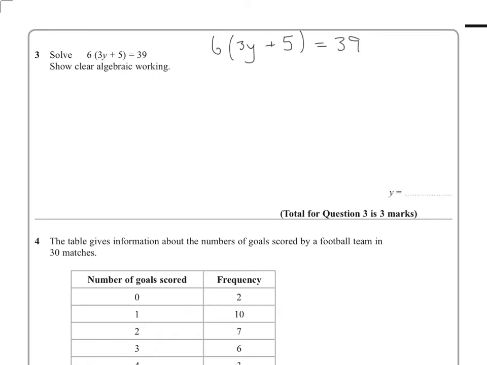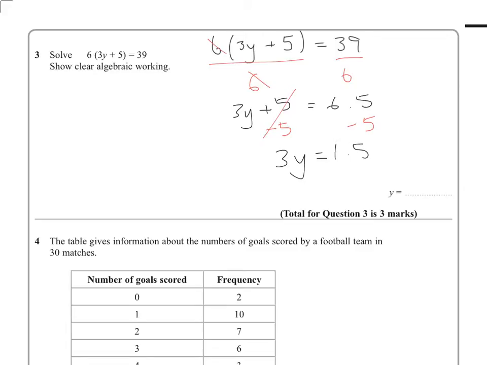There are several ways to answer this. One way is we could multiply out, rearrange, or alternatively, the method I'm going to show you, is if we divide both sides by 6, which gives you on the left hand side 3y plus 5, 39 divided by 6 is 6.5. Now subtract 5 from both sides, so I've got 3y equals 1.5, and hence divide by 3, which gives you y equals 0.5. 1.5 divided by 3 is 0.5.